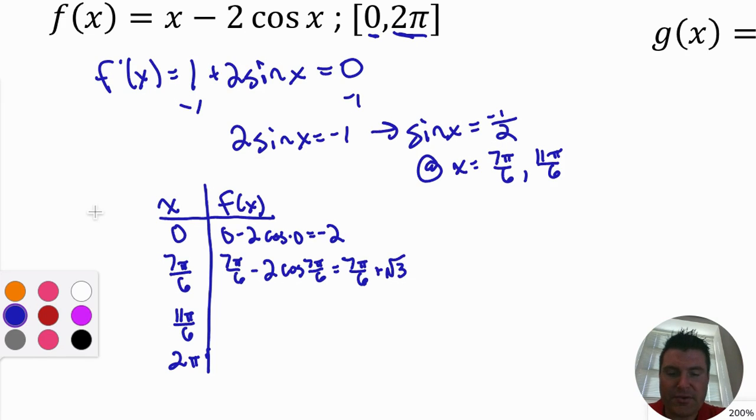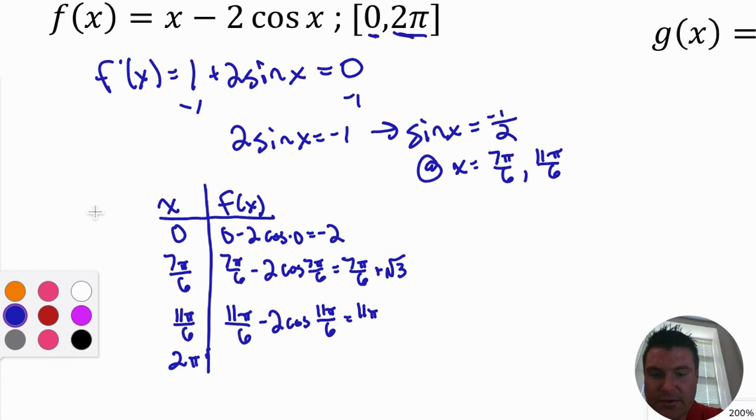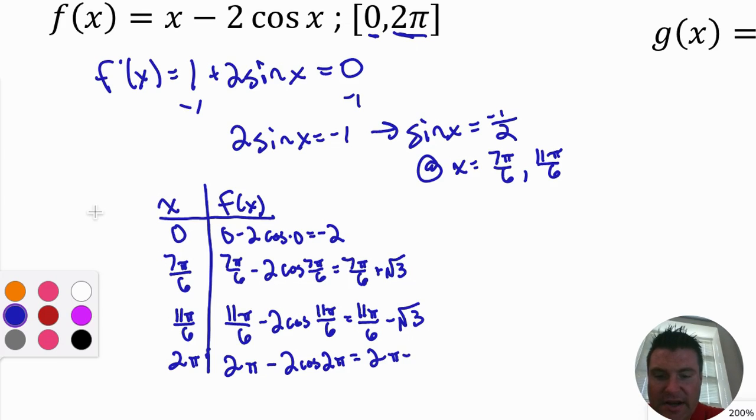It's kind of hard to know what that value even is, but we just need to be able to compare everything. I think these values will be fair enough to compare. For 11 pi over 6, I get 11 pi over 6 minus 2 cosine of 11 pi over 6. That's 11 pi over 6 minus, this is usually root 3 over 2, so it's just root 3. If we plug 2 pi into the original, we get 2 pi minus 2 cosine of 2 pi. Cosine of 2 pi is 1, so I get 2 pi minus 2.